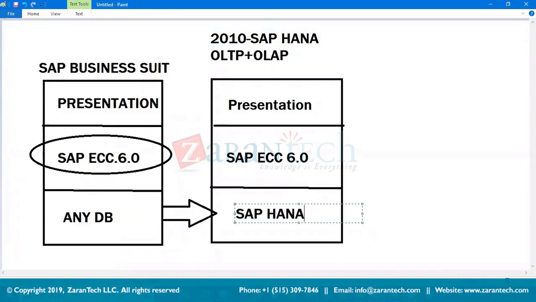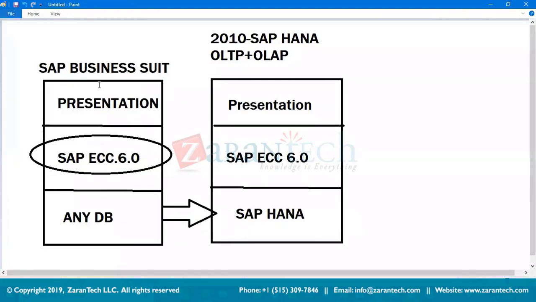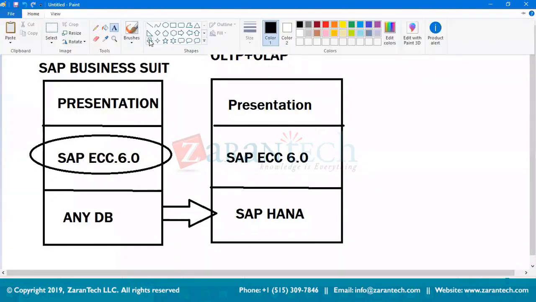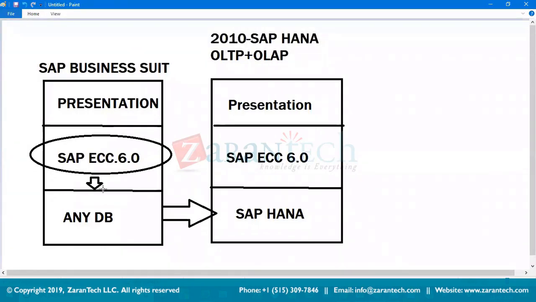See the difference between the two architectures. One architecture, I call the SAP Business Suite. Why? Because your ECC application has resided on any other database. So this particular architecture, I call the SAP Business Suite. What is your SAP Business Suite? It is nothing but your application name.